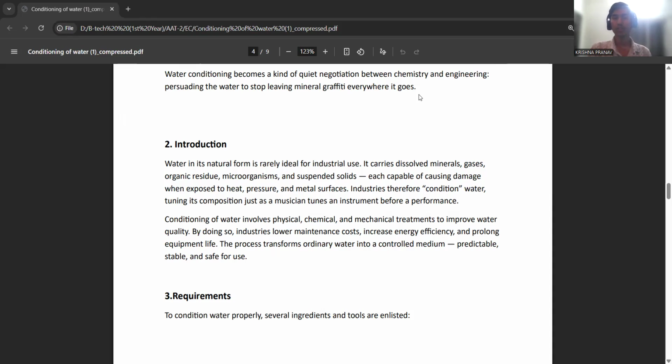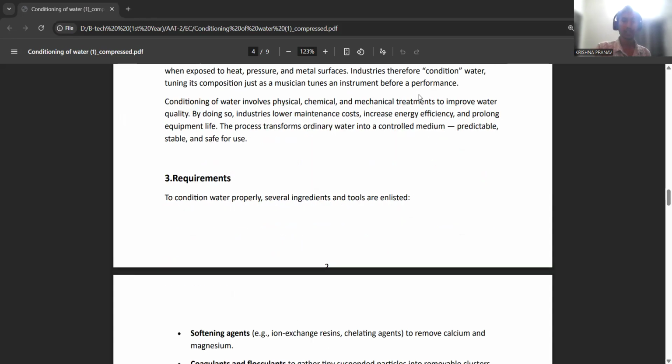Conditioning of water involves physical, chemical, and mechanical treatments to improve water quality. By doing so, industries lower maintenance costs, increase energy efficiency, and prolong equipment life. The process transforms ordinary water into a controlled medium, predictable, safe, and stable for use.